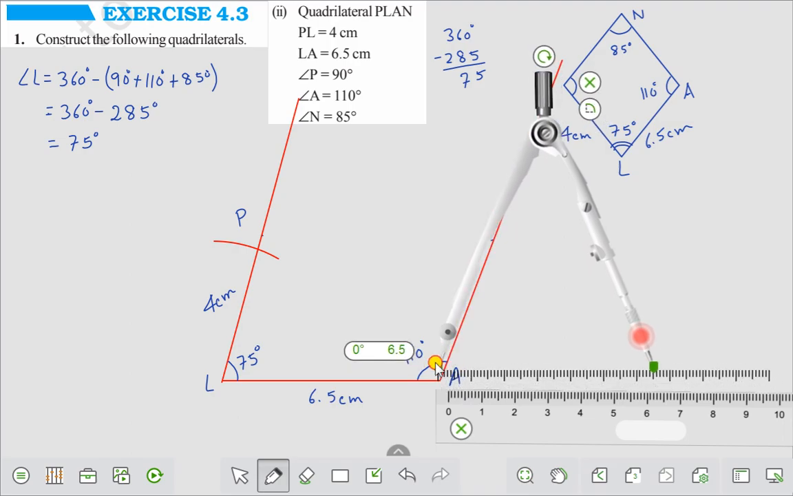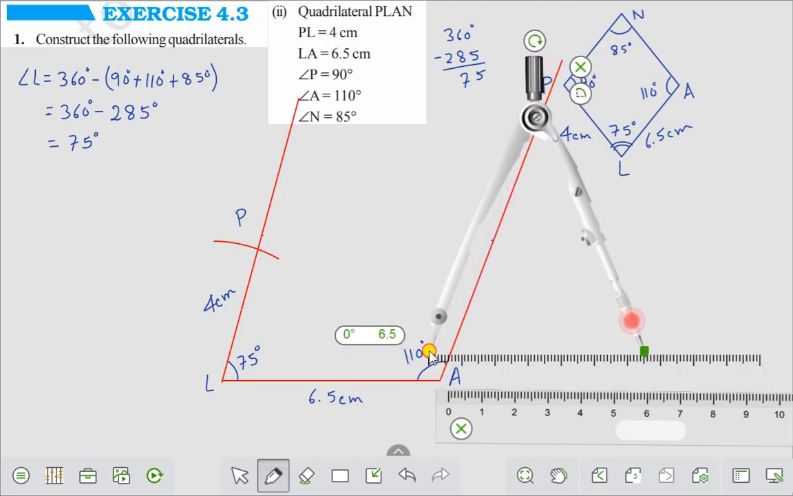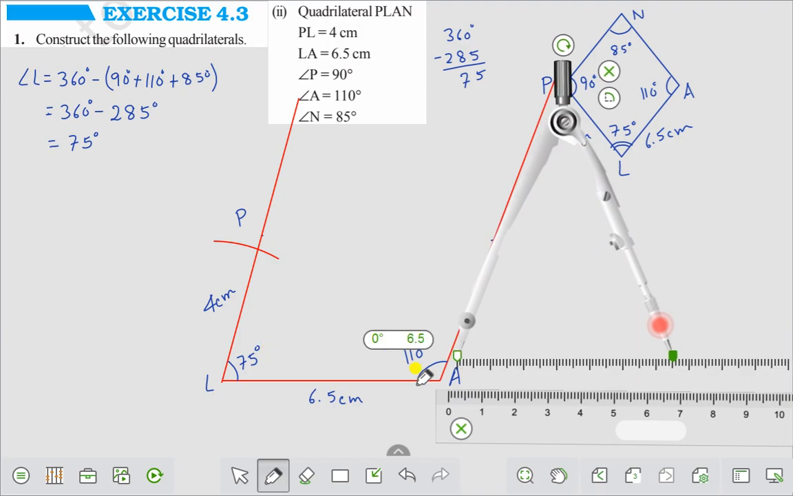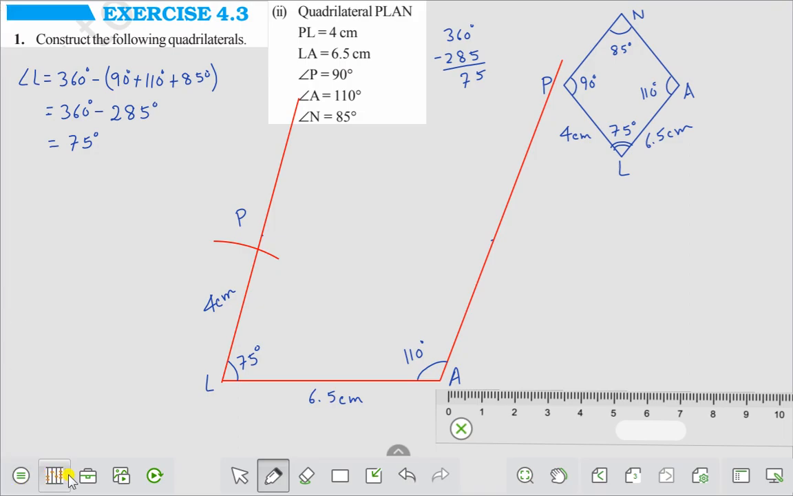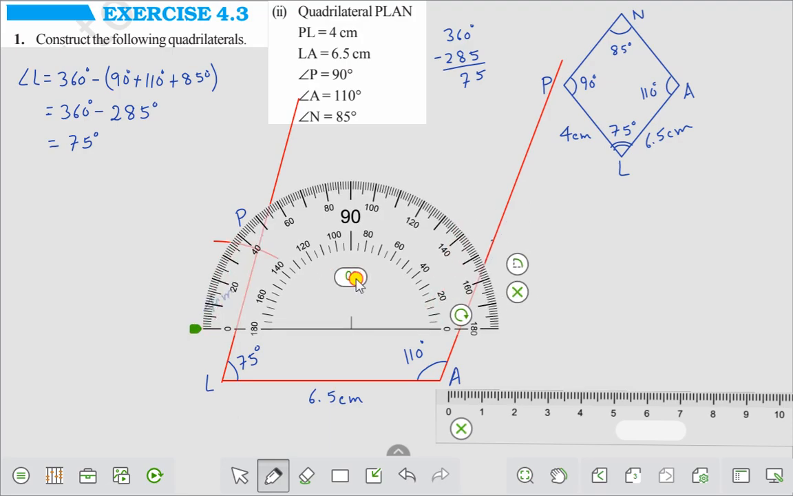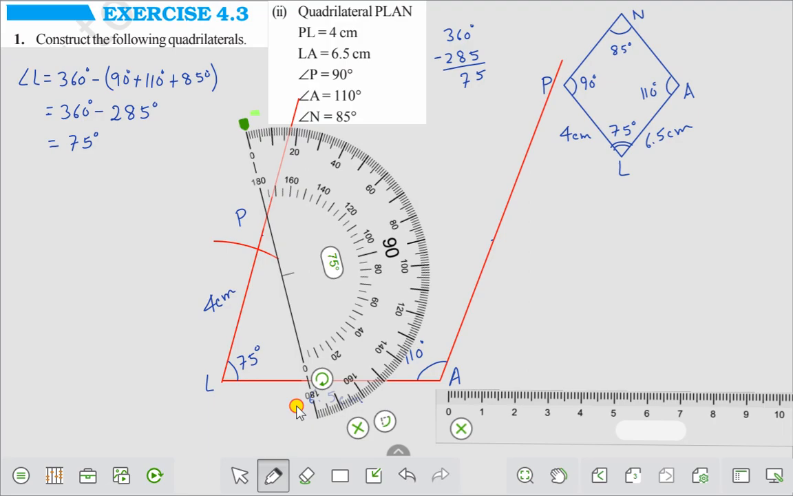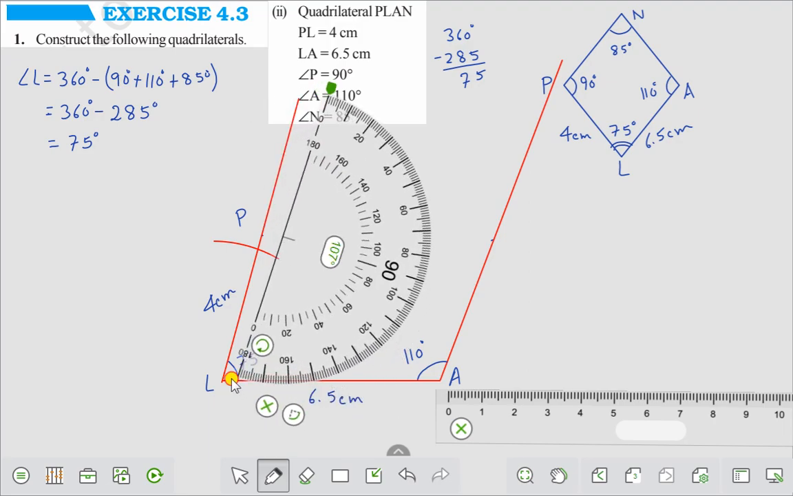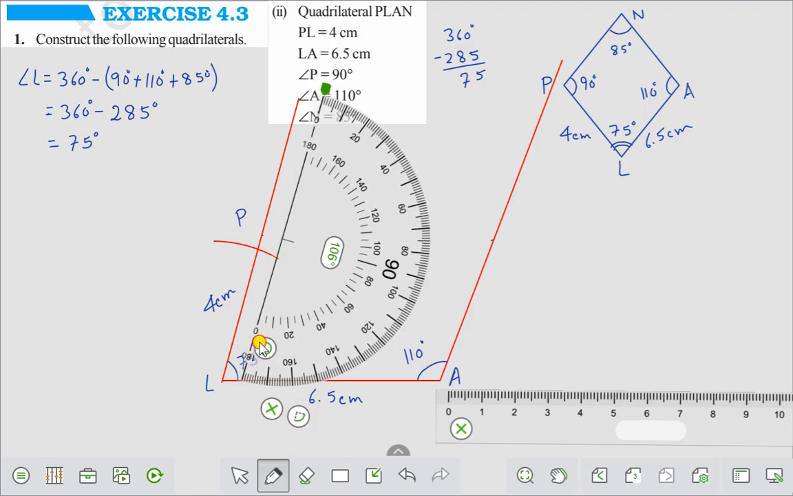Now with this help, LA we have already taken as 6.5 centimeter, right? Now make an angle at the point P, that is 90 degree, right? Let us make an angle at point P with the help of this protector. Take a protector again, and with the help of this protector we will make an angle of 90 degree at point P, right? Let us move this one in this way.